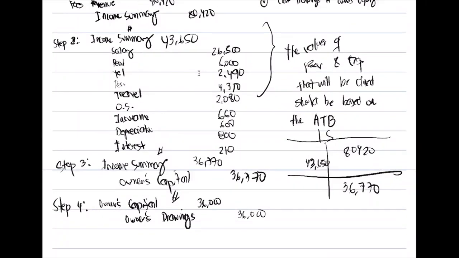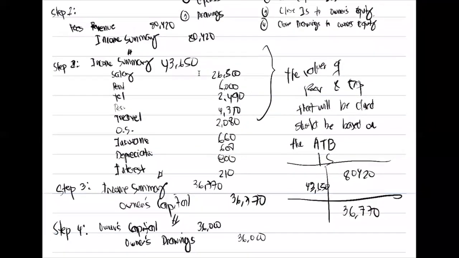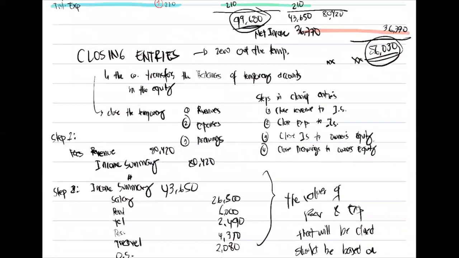36,000. Okay? So, ayan, ganyan yung ating closing entries. You just close the revenue, close the expense, and close the drawing. So, why do we mean closing entries? Because we zero out the values. And what do we zero out again? Only the temporary accounts.